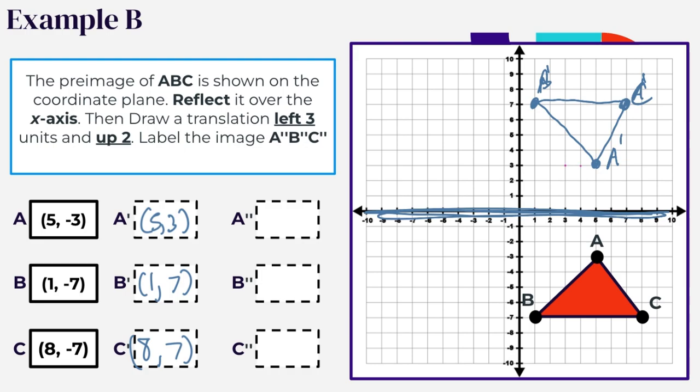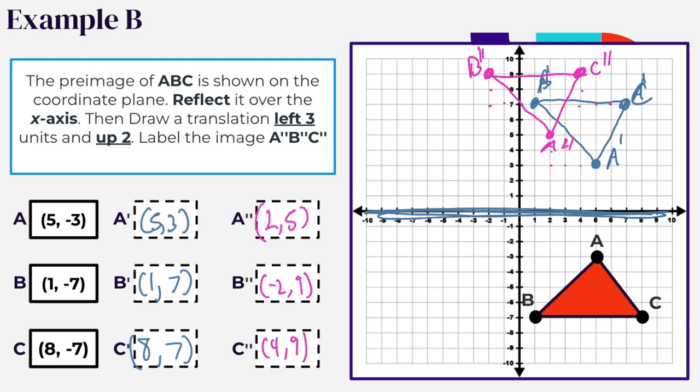So I'm going to count 1, 2, 3, and up 1, 2, and record my point. And then I'm going to do the same thing for B, 1, 2, 3, up 1, 2, and record my point. And finally C, 1, 2, 3, and go up 1, 2, and record my point. Then I'm going to make my triangle, and I'm going to label it A double prime, B double prime, C double prime. And we need to record our points. So point A double prime is at 2, 5. B double prime is at negative 2, positive 9. And C double prime is at 4, positive 9.